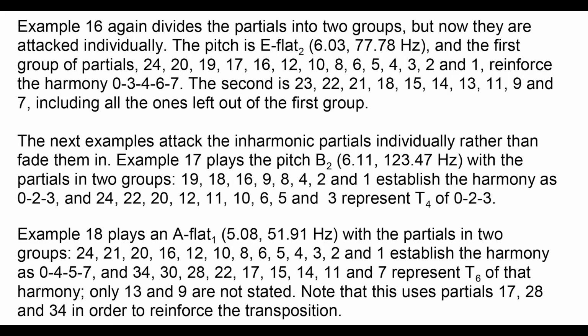Example 18 plays an A flat, 5.08, 51.91 Hz, with the partials in 2 groups. 24, 21, 20, 16, 12, 10, 8, 6, 5, 4, 3, 2, and 1 establish the harmony as 0-4-5-7, and 34, 30, 28, 22, 17, 15, 14, 11, and 7 represent T6 of that harmony. Only 13 and 9 are not stated. Note that this uses partials 17, 28, and 34 in order to reinforce the transposition.